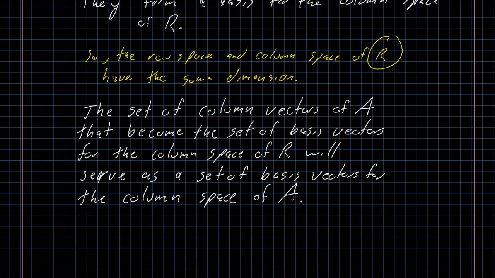All right. So now the dimension of the row space of R, the dimension of the column space of R, and the dimension of the column space of A are the same, and the row space of R is the same as the row space of A.